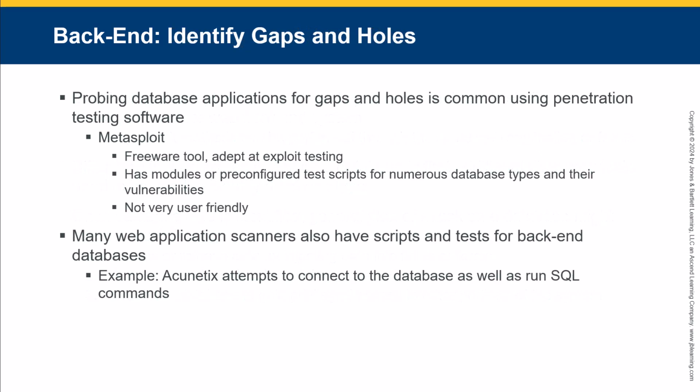Identify the gaps and holes for the back end. Probing the database app for gaps and holes is commonly used for pen testing. Metasploit has a lot of free built-in tools for doing just that. Though it's not as user-friendly, there are lots of resources that help you along. Web app scanners also have scripts and tests for back-end databases, so you're not always just left by yourself.